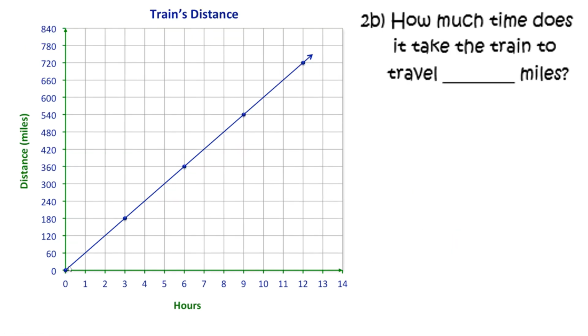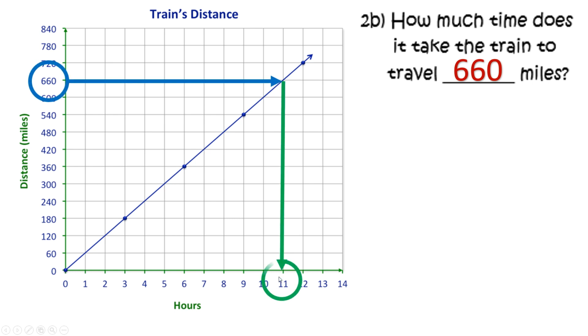Okay, same graph. Now we're doing part 2b. How much time does it take the train to travel 660 miles? So once again, we can use our graph for this. We go to miles. Here's 660. This is where you could use a highlighter to show where you got the answer. You would highlight here with an arrow and then go down, and therefore it is 11 hours. Remember your units, please.